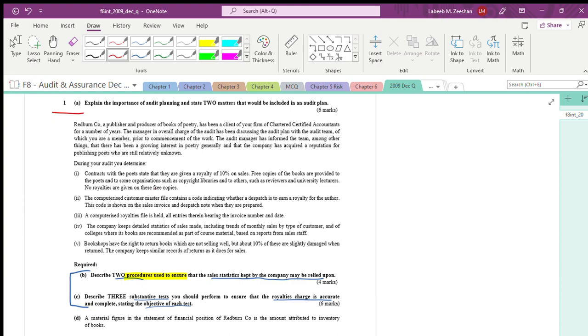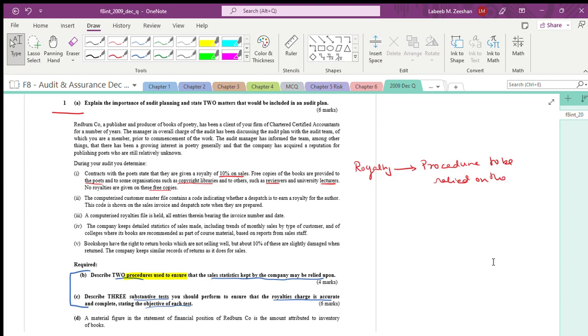Contracts with the poets state that they are given a royalty of how much? 10% on sales. Free copies of the books are provided to the poets, and some organizations have copyright libraries, such as reviewers and teachers, lecturers. No royalty is given on these free copies. Means they are getting the royalty. When they are getting the royalty, what is the procedure? What is the procedure to be relied on that?